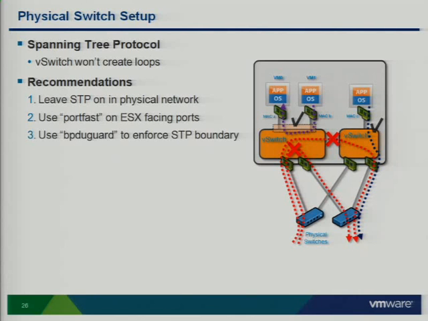And in terms of the physical switch setup, you basically leave the spanning tree on for the physical network and just turn on port fast on the ports that are facing the ESX side. And you can use BPDU guard to enforce the spanning tree boundary.